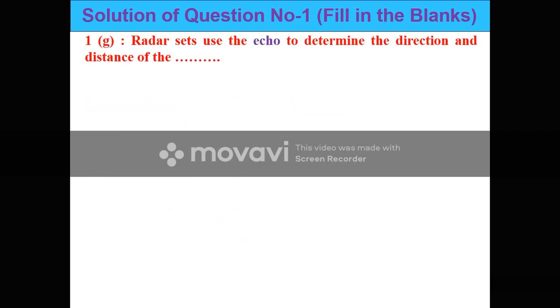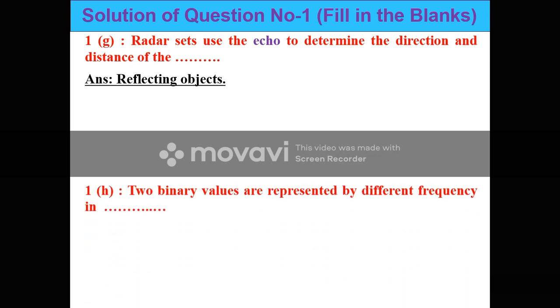Next question is, radar set uses the echo to determine the direction and distance of dash. So radar set uses the echo to determine the direction and distance of a reflecting object. When we send the echo, when it falls on some object, it will come back. So the answer will be reflecting object. That means the object on which the echo falls will reflect it. That's why it is called the reflecting object.